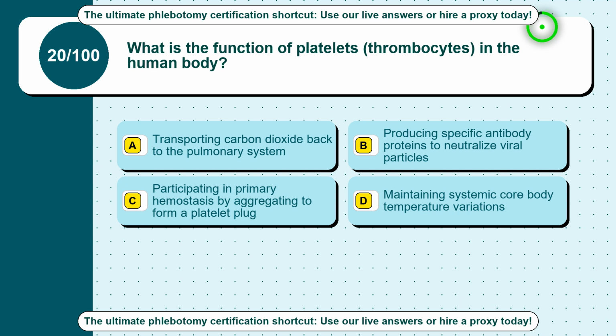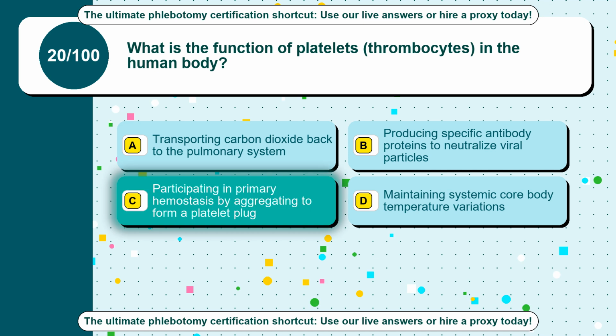Question 20. What is the function of platelets, thrombocytes, in the human body? Option A, transporting carbon dioxide back to the pulmonary system. Option B, producing specific antibody proteins to neutralize viral particles. Option C, participating in primary hemostasis by aggregating to form a platelet plug. Option D, maintaining systemic core body temperature variations.